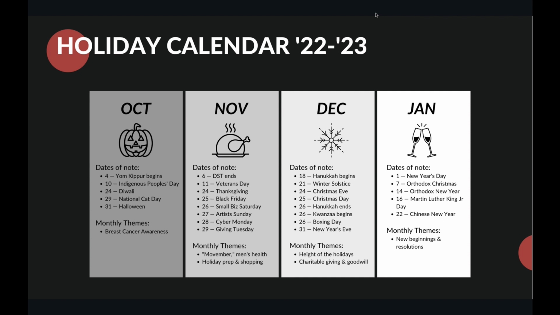Yom Kippur is going to be very important to certain folks, but perhaps not to those who are celebrating Diwali. National Cat Day on the 29th, and Halloween can be pretty universally celebrated. And then you also have certain monthly themes, with October's being breast cancer awareness.